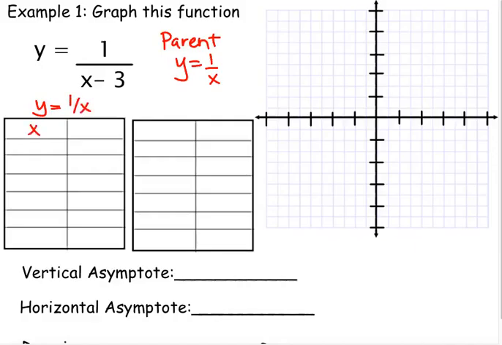So here's your x, here's your y table. When you substitute 1 in, 1 over 1 is 1. You substitute 2 in, you get 1/2. Remember, when you substitute 0 in, you get undefined. Substitute -1 in, you get -1. Substitute -2 in, you get -1/2. So you can go ahead and write down the graph of this parent function on here.